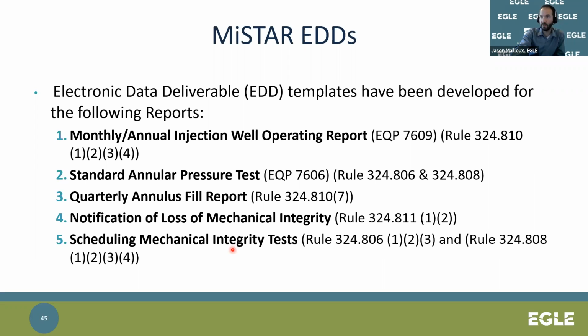So even though it lists five things, there are really four different EDDs that are specifically for the Class II reporting requirements. There are also some other EDDs on there that are not specific to the reporting requirements, like an AOR tool and a directional survey tool, and I'm not going to get into depth on that today.